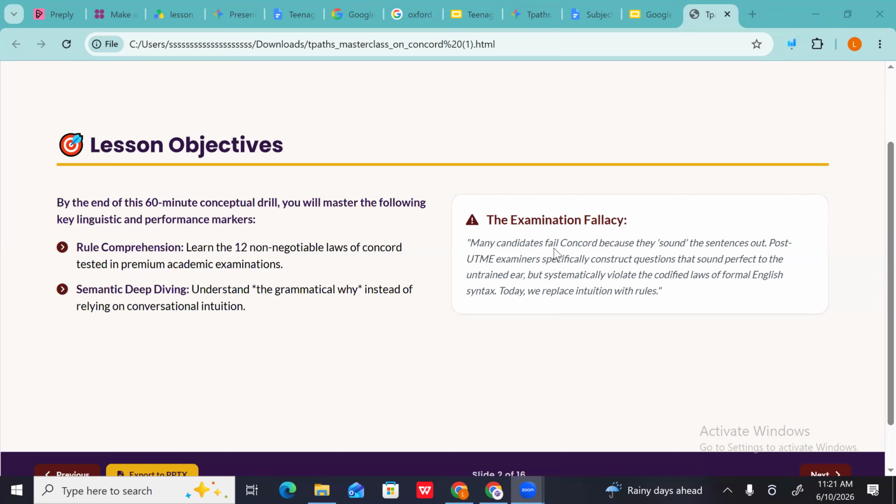Many candidates fail Concord because they sound the sentence out. Post-UTME examiners specifically construct questions that sound perfect to untrained ears, but systematically violate the codified laws of formal English syntax. So today we're going to replace intuitions with rules.